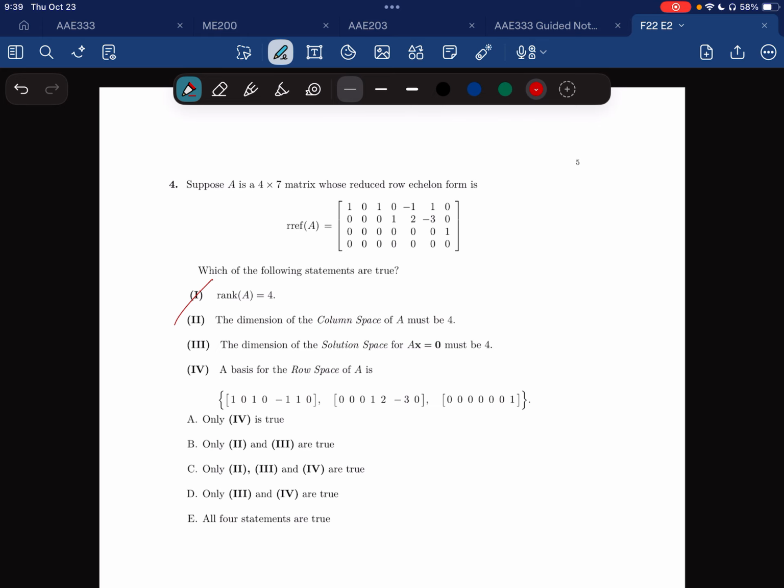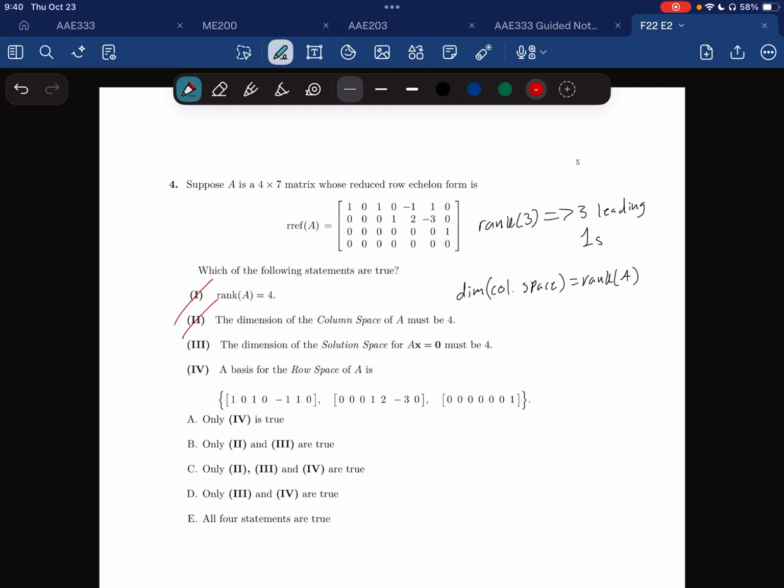The dimension of the column space must be 4. Not true. We just said rank is equal to 3 because it has 3 leading ones. The dimension of the column space is equal to the rank of A, and rank of A is 3. So the dimension of our column space is also 3 and not 4.